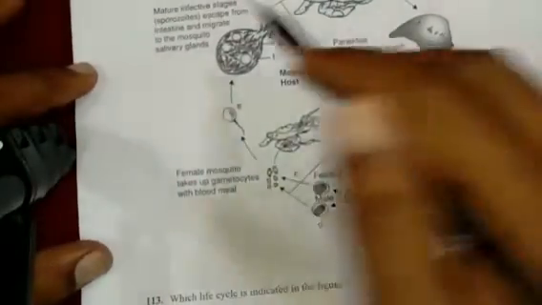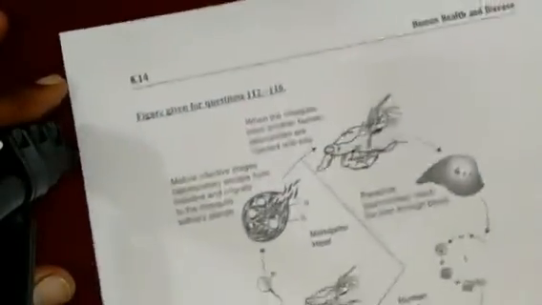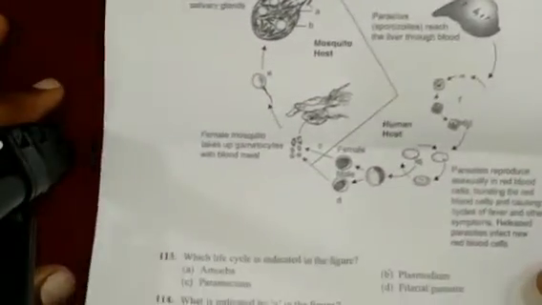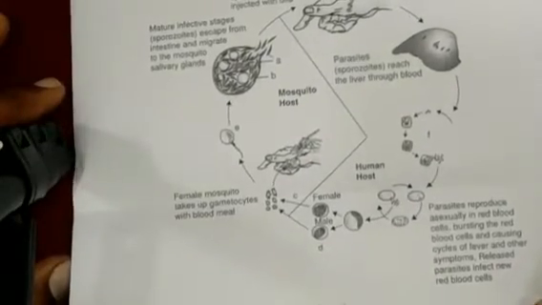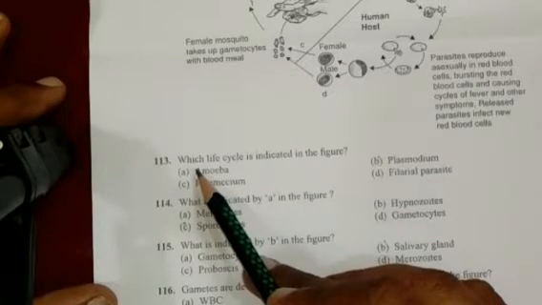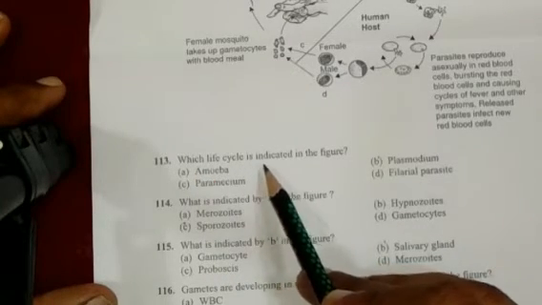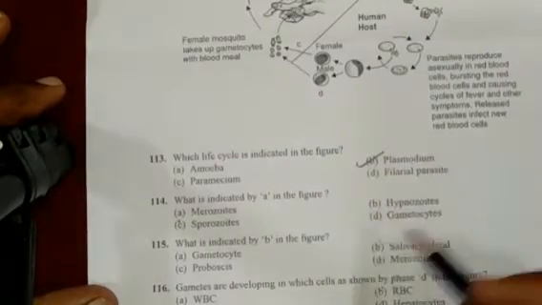Right? Let us see. As long as the video is going on, we'll try to continue. Given figure, questions 112 to 116. Clear? 112 to 116. You all know that it is the life cycle of Plasmodium vivax or any other species, but malaria, the life cycle of malaria. Which cycle is indicated in the figure? It is the life cycle of Plasmodium. Just now I told you, genus.